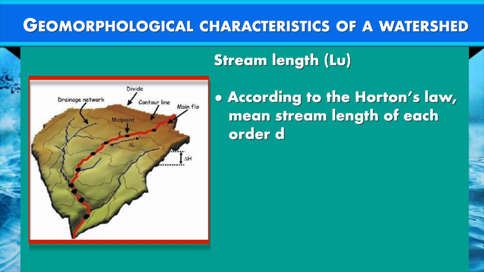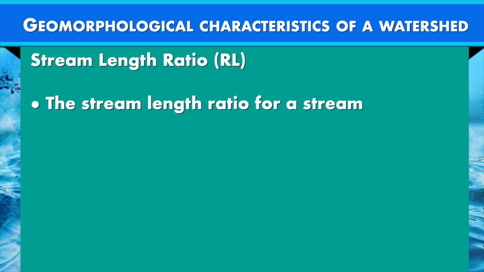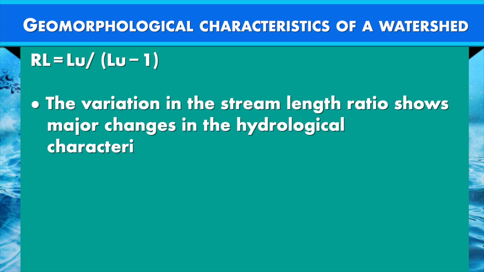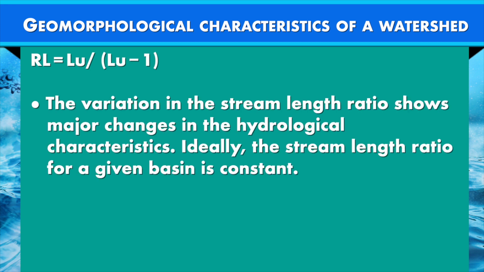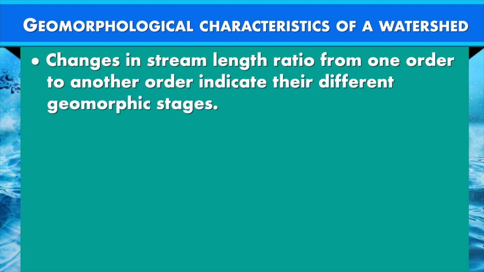According to Horton's law, the mean stream length of each order displays a geometrical similarity with the stream order. Stream length ratio for a stream order is defined as the ratio of the mean stream length of a given order to the mean stream length of the previous order. The variation in the stream length ratio shows major change in hydrological characteristics. Ideally, the stream length ratio for a given basin is constant. Changes in stream length ratio from one order to another indicate different geomorphic stages.